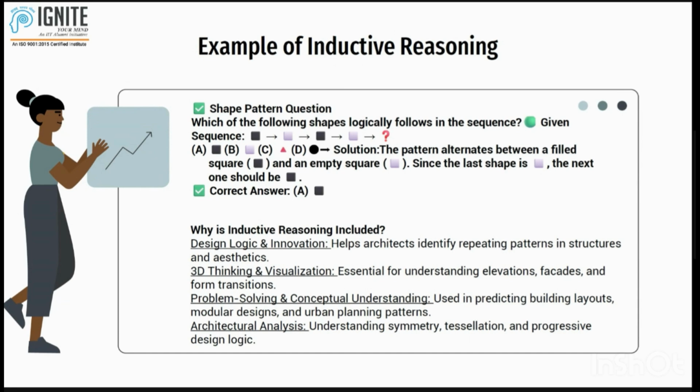Given sequence, a black square, a purple square, black square, and purple square. And the next one is the question. The solution, the pattern alternates between a filled square and a purple square. Since the last shape is a purple square, the next one should be a black square.